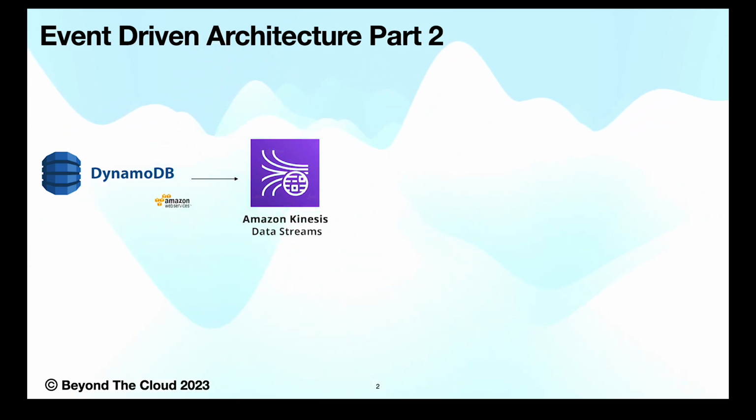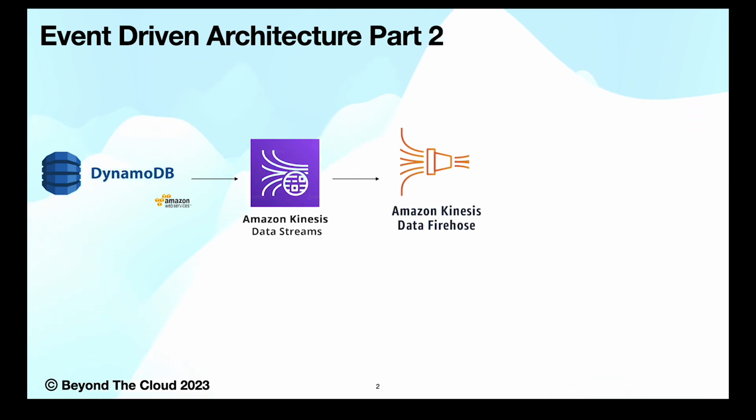Now, after that, this data stream cannot deliver the data to other services. For that, we need another service which is called Kinesis Data FireHose. Kinesis Data FireHose delivers near real-time data from a source to a destination. We will use Kinesis Data FireHose to deliver this Kinesis data stream data to where? To an S3 bucket.